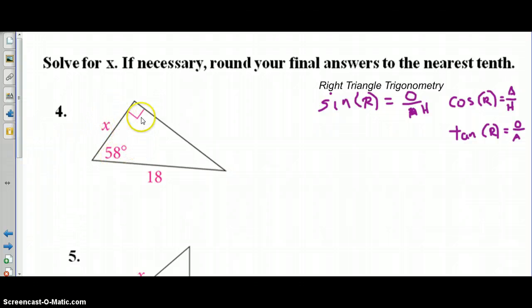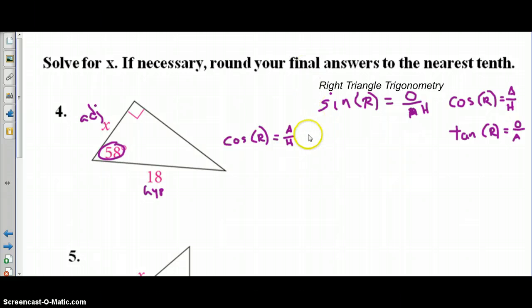And so if we take a look at our right triangle, we have our reference angle, our angle of 58 degrees. That is provided to us. We know our right angle, and so the side across from the right angle is the hypotenuse. And the leg that is next to our reference angle is the adjacent side. So given our reference angle, the adjacent side and the hypotenuse, we're going to use the cosine ratio. So the cosine of our reference angle is equal to the adjacent side divided by the hypotenuse.